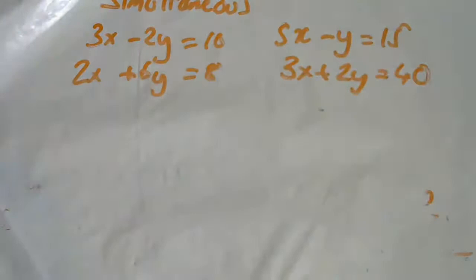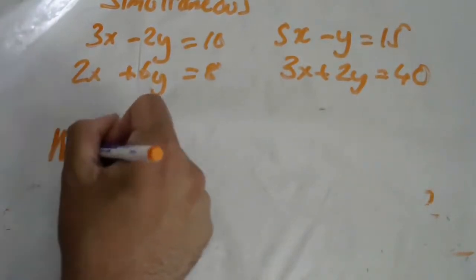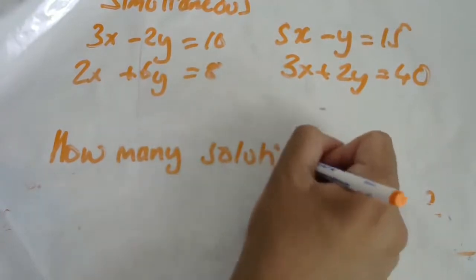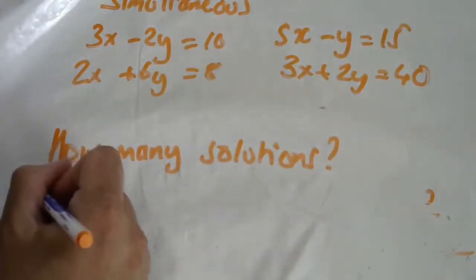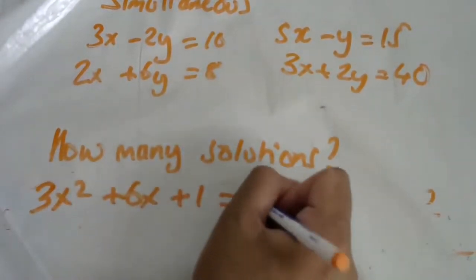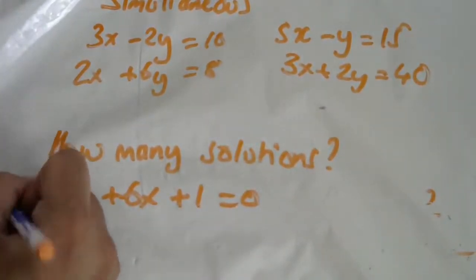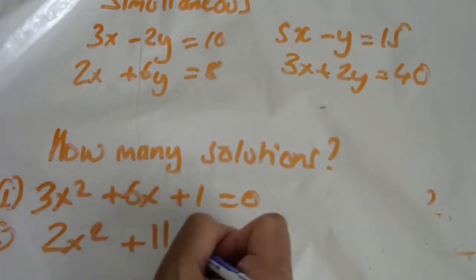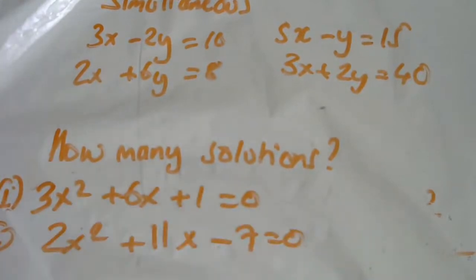All right, so we've got two equations there for you to do. And your other ones are how many solutions? So you've got to tell me how many solutions, and that's going to be using the discriminant. So we do 3x squared plus 6x plus 1 equals 0. That's question number 1. And question number 2 is 2x squared plus 11x minus 7 equals 0. So that's literally all the work you're going to be doing today. Nothing else. Nice and easy.